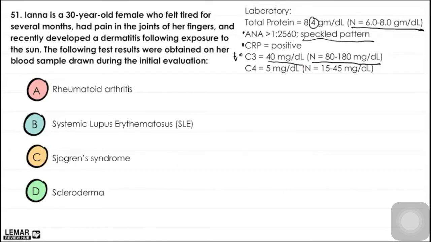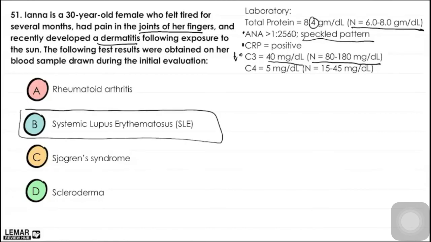Bukod sa laboratory test natin, there are also presence of joint pain and dermatitis, in a woman of childbearing age. So this supports a condition which is systemic lupus erythematosus. The answer po is letter B.